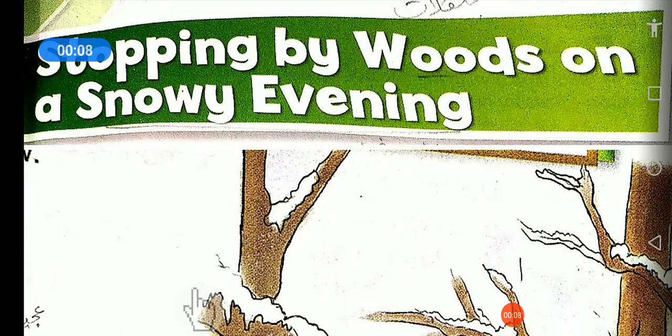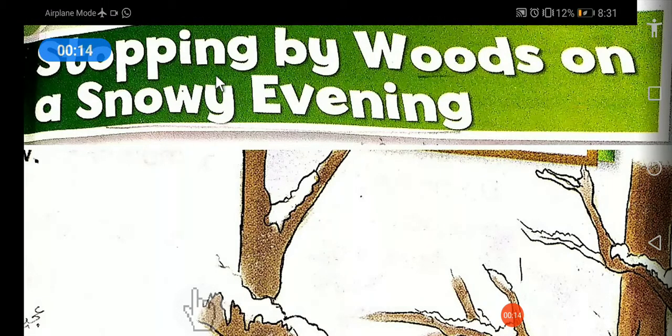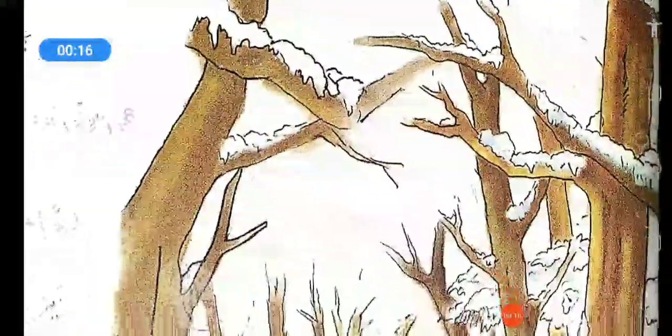Today we are going to solve the exercise from the poem "Stopping by Woods on a Snowy Evening". So let's get started.